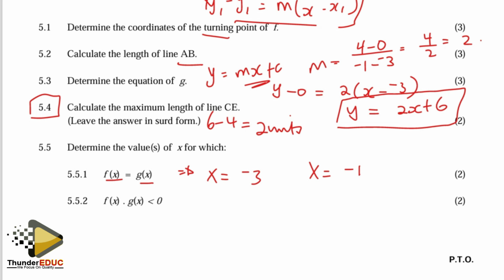Then we move on to the next part, where f of x and g of x will be less than 0. So what this means is that if we look at the graph, where g is increasing, it's above; where the graph of g is decreasing, it's below. Or this is negative and then that is positive.